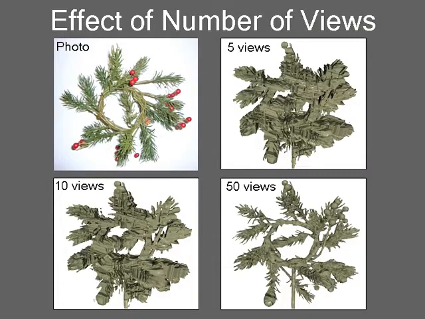Consider this wreath-like object with numerous thin and occluding branches. If the number of views is small, the visual hull obtained is too coarse and does not represent the detailed structure of the object. On the other hand, the visual hull obtained using 50 shadowgrams is an excellent 3D model of the real shape.